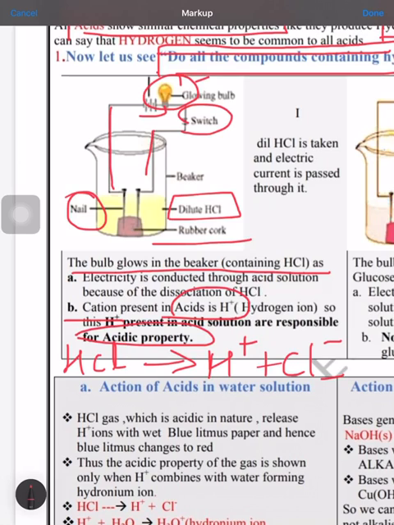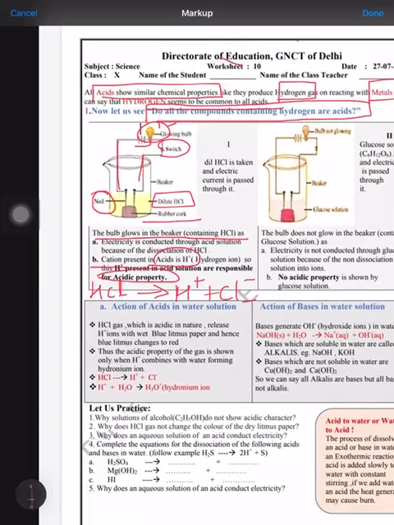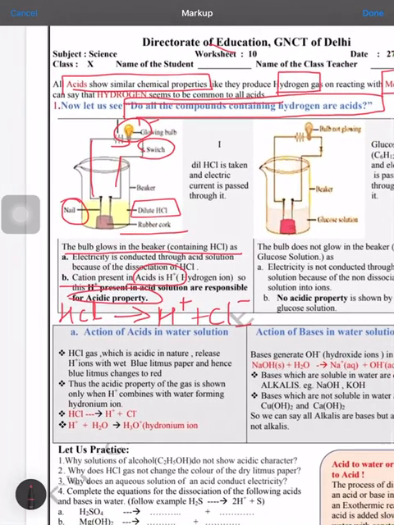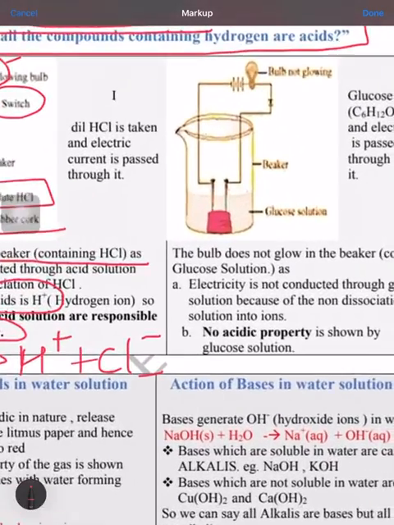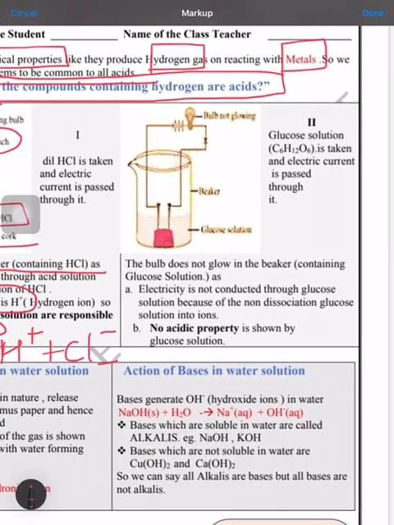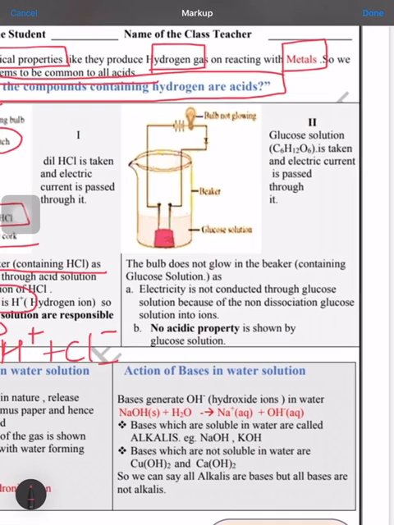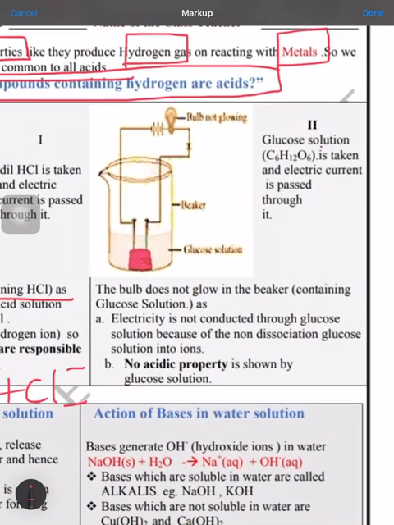But our point is whether compounds containing hydrogen are acids or not. Let us see another compound which has hydrogen, and whether it will conduct electricity or behave like an acid. So now we have taken glucose. The formula of glucose is C6H12O6. The same process is there. We have taken a beaker. Instead of dilute HCl, we are taking glucose solution. Glucose solution you can make by dissolving glucose in water. Now, same as before, we have fixed two pins on the rubber cork, with wire, switch and bulb. When we switch it on, the bulb is not glowing.